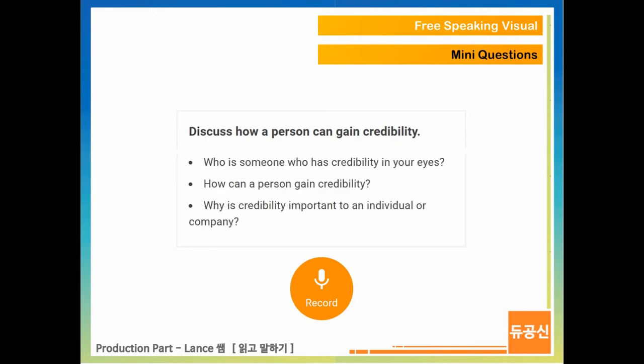Who is someone who has credibility in your eyes? How can a person gain credibility? Why is credibility important to an individual or a company? So you don't need to stress. You can take a deep breath and you can go through the question one by one, slowly answering each to speak as long as possible.